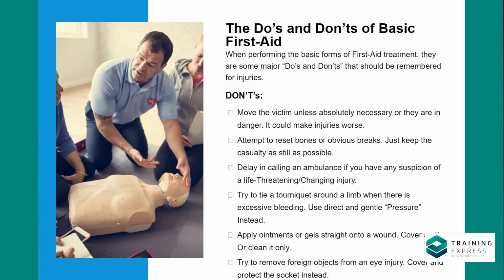Delay in calling an ambulance if you have any suspicion of a life-threatening or life-changing injury. Try to tie a tourniquet around the limb when there is excessive bleeding. Use direct and gentle pressure instead. Apply ointments or gels straight onto a wound. Cover and/or clean it only. Try to remove foreign objects from an eye injury. Cover and protect the socket instead.